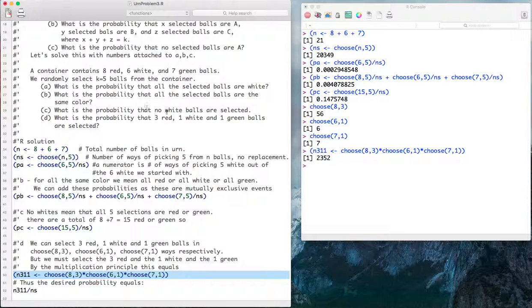I'll call it N311 for 311. Notice we're just multiplying the different possibilities. We get 2352. And our desired probability, which is the probability of getting that, is the number of ways, N311, divided by NS. And that's the probability of getting 3 red, 1 white, and 1 green ball when we select 5 balls from this urn randomly.